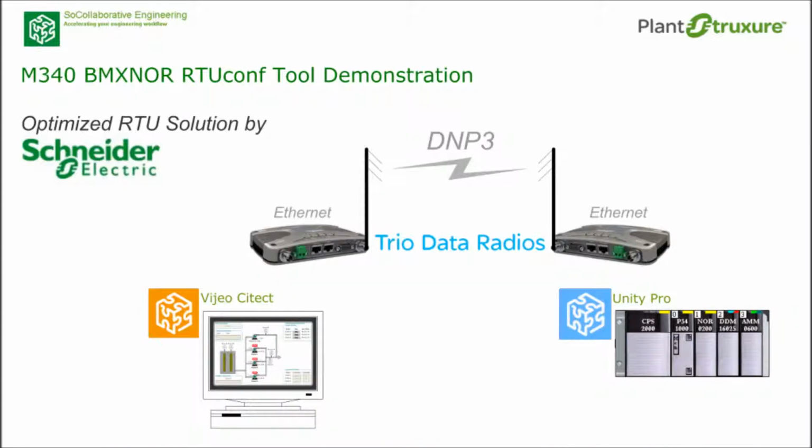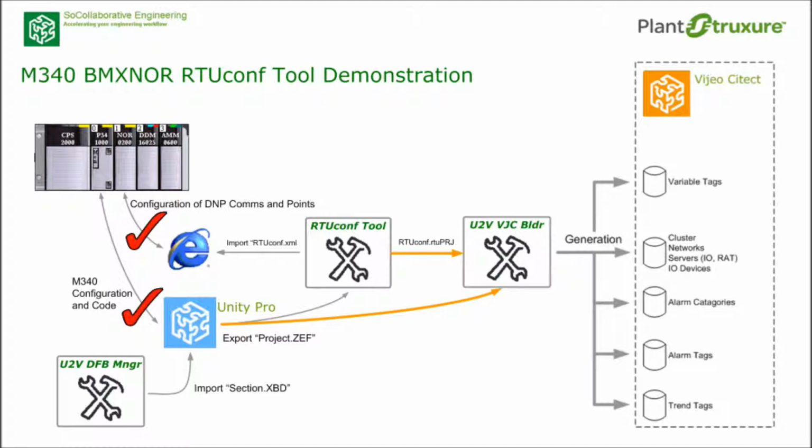In part 2, I leveraged features of the DNP3 protocol that will minimize the bandwidth usage of the communications between Vijeo Citect and the M340 RTU in the target system architecture. So now I have a running M340 RTU, ready for Vijeo Citect to communicate with it via DNP3.